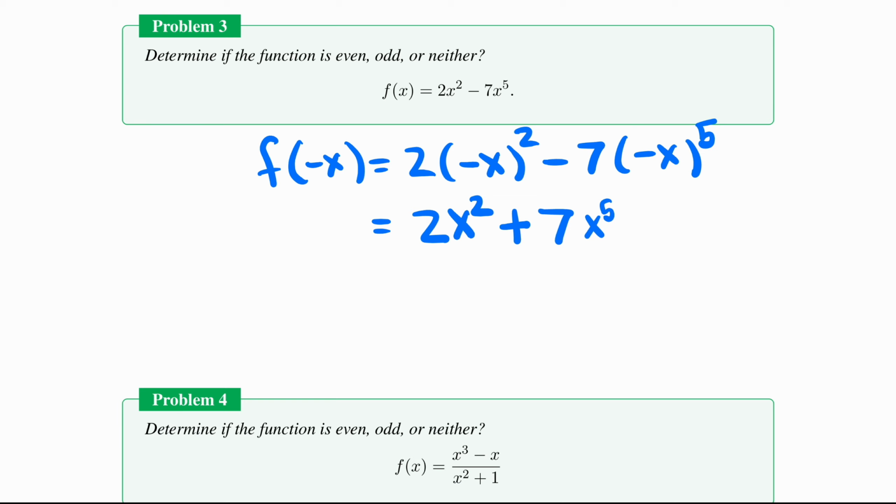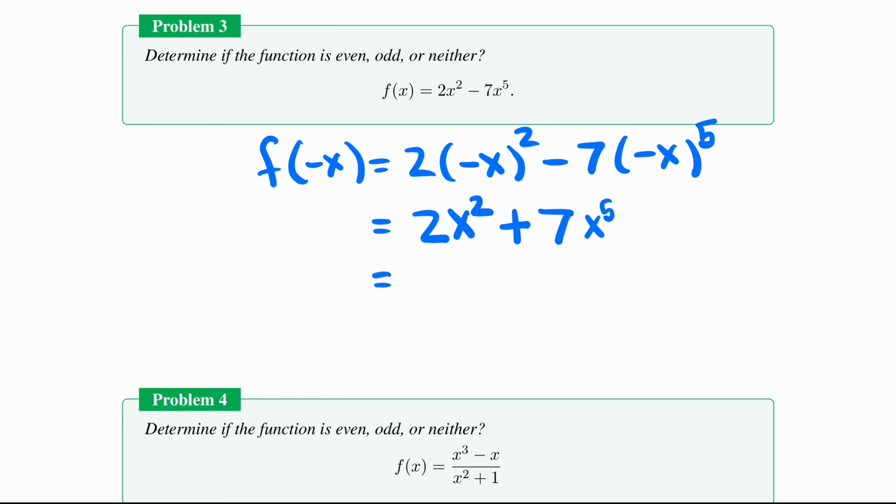This is not the original function because of this negative. It almost is. Look at this. This is positive, positive, but then we have here negative, and this is positive. So they're not the same. So you always check first to see if you have an even function, and we don't.